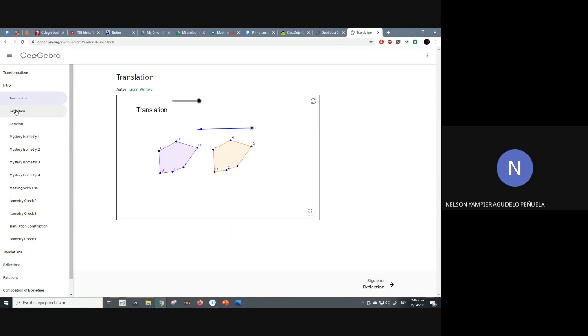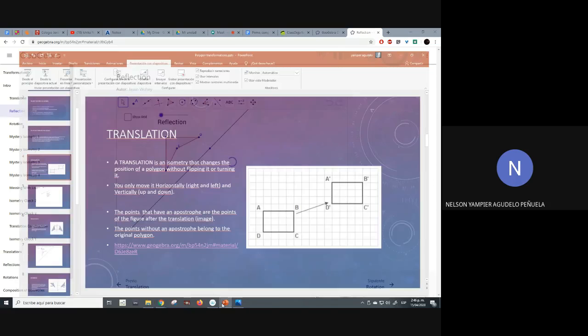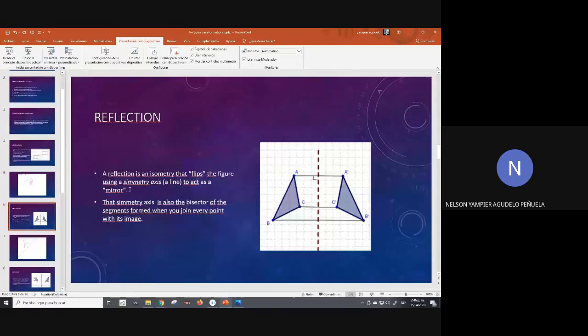Okay, so let's talk about reflection, which is this one. A reflection is an isometry. Remember, an isometry doesn't change the shape. It flips. And remember, the word flip means voltear. It flips the figure using a symmetry axis.